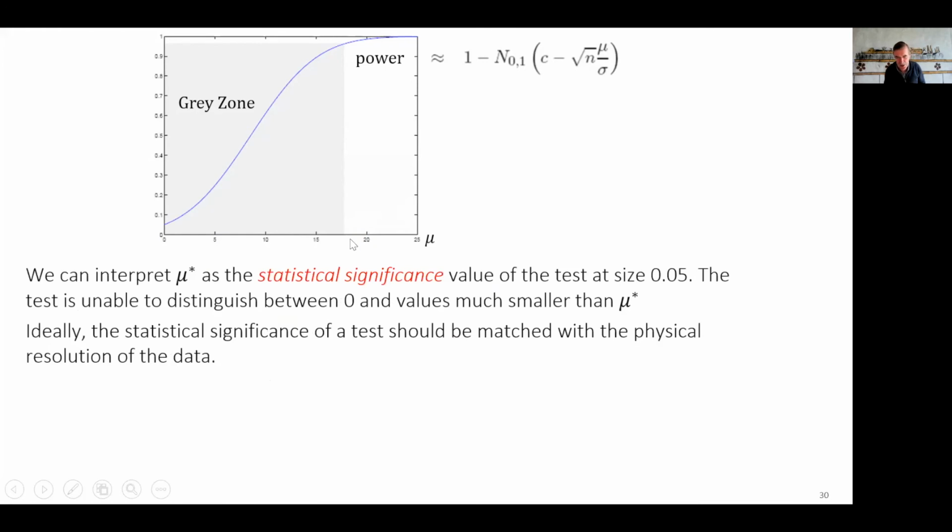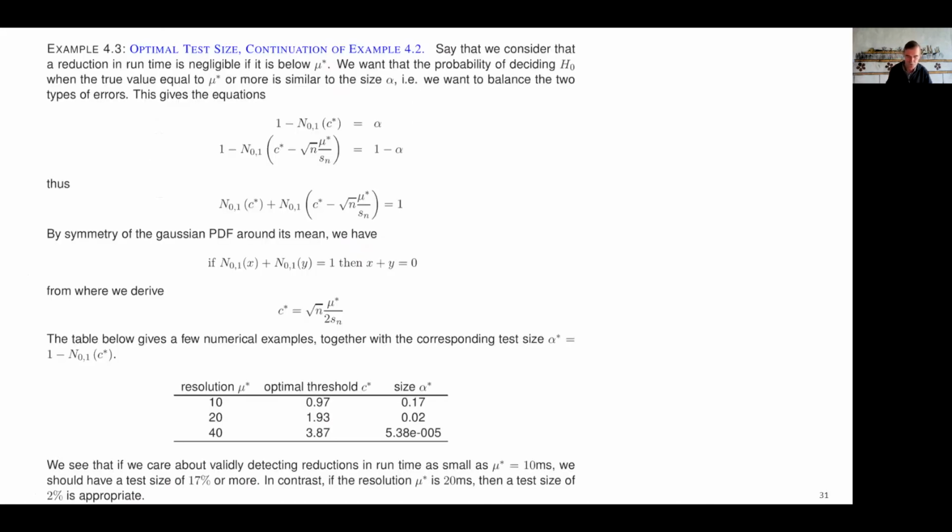That means that this test makes sense if 18 is a truly small value for the physics of my system here. In other words, the statistical significance of a test should be matched with the physical resolution of the data. If 18 is not something minuscule, then my test is perhaps unbalanced.